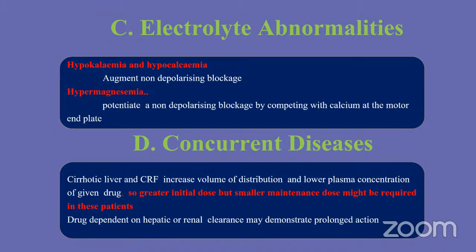Concurrent diseases: most neuropathies and myopathies increase the duration of non-depolarizing muscle relaxation, as with depolarizing muscle relaxation. But certain conditions like cirrhotic liver and chronic renal failure increase the volume of distribution and lower the plasma concentration of a given drug. So a greater initial dose but a smaller maintenance dose might be required in these patients. Because the volume of distribution and extracellular volume are increased, we have to give higher initial bolus doses, followed by lower subsequent doses. Neuromuscular monitoring is mandatory in these cases because identifying the exact dose is very difficult in these patients. It may lead to underdosing or, most often, overdosing and delayed recovery. So drugs dependent on hepatic and renal clearance may demonstrate a prolonged action.